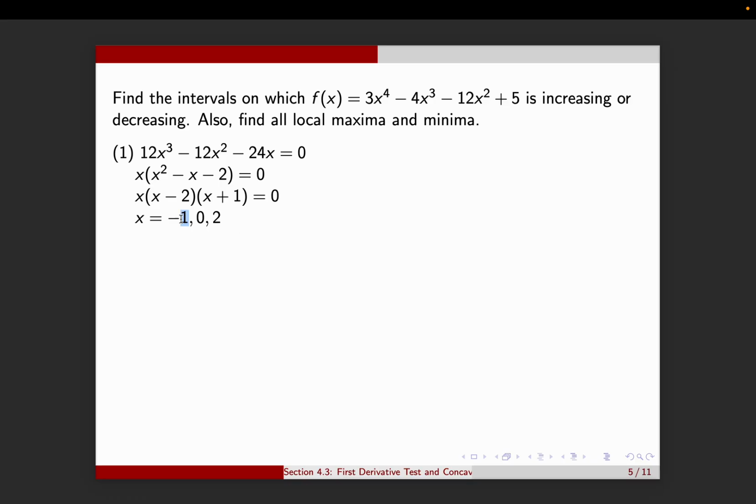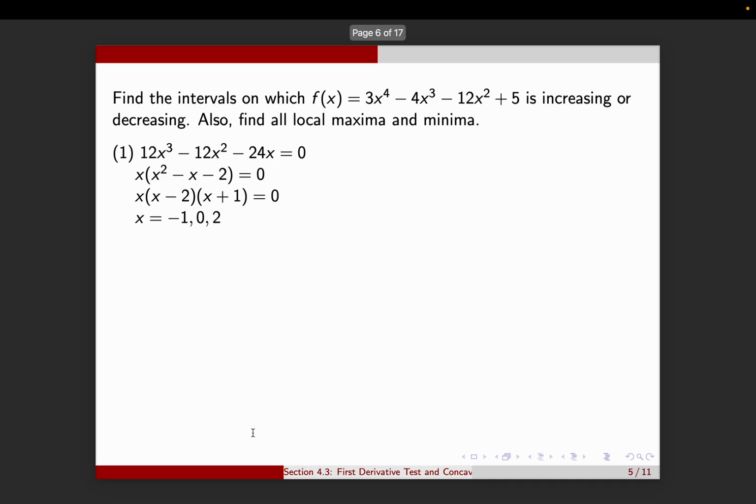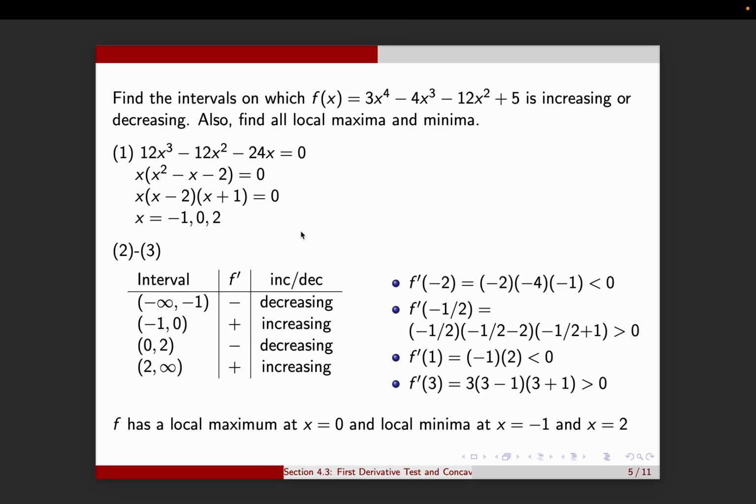We're not guaranteed to have a max or a min here, because like we said here, right, you could have a derivative to the left and right of you that's both positive or both negative, but the only possible places for a max or min are here. So now the rest of the method goes like this.